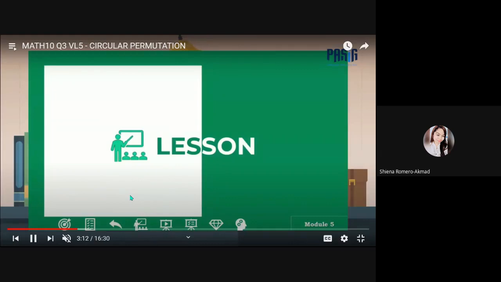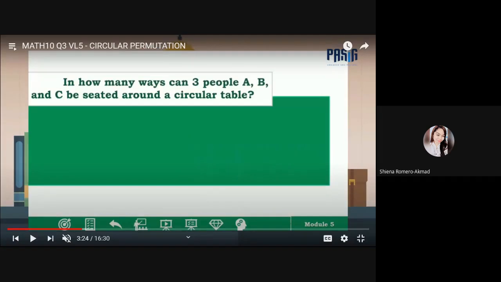So for circular permutation, we are going to answer this question. In how many ways can 3 people, and we name these people as A, B, C, be seated around the circular table. Kaya nga siya circular permutation because the objects, the elements, are arranged in circle. Okay? So katulad nito, we have person A, person B, and person C. They are going to sit in a round table.